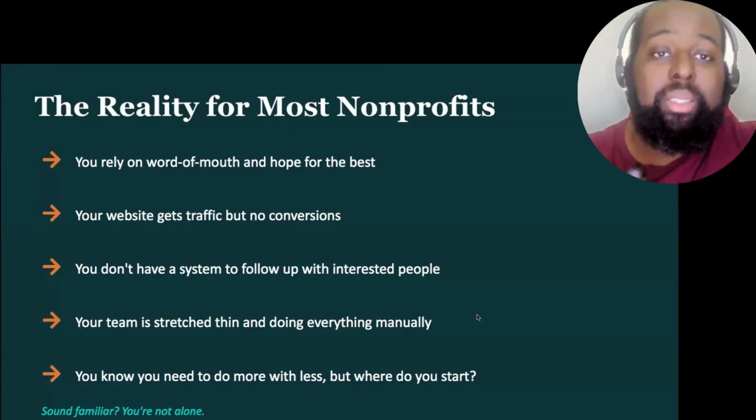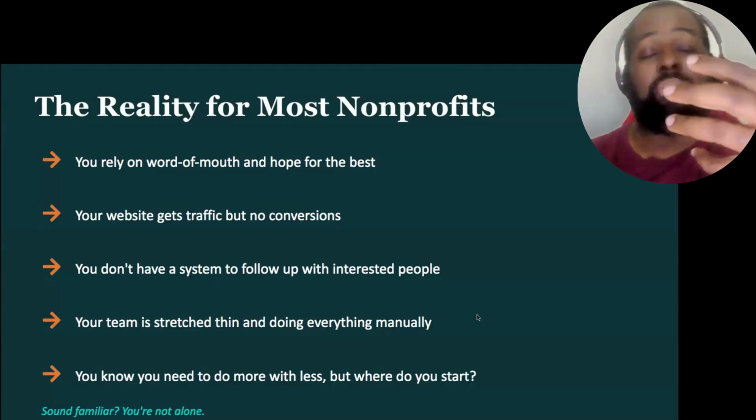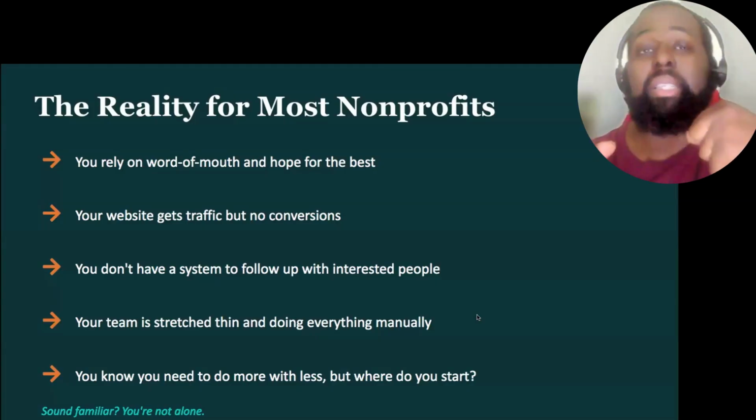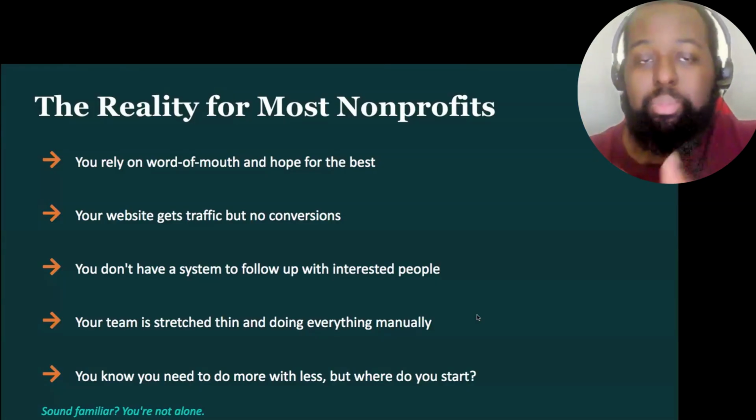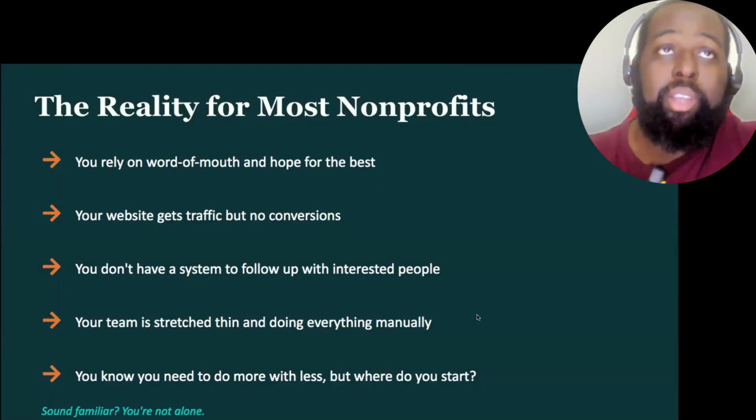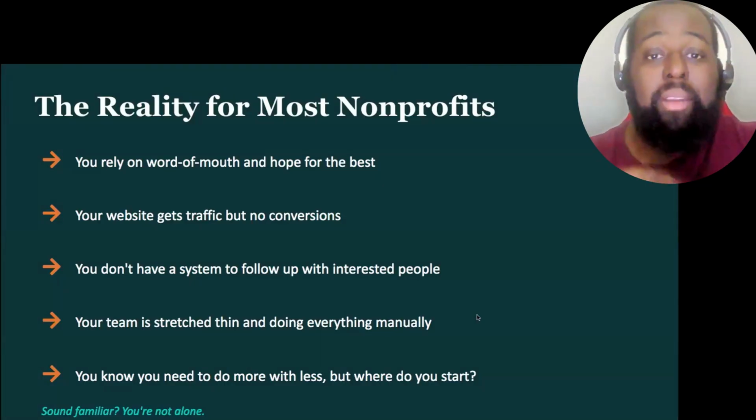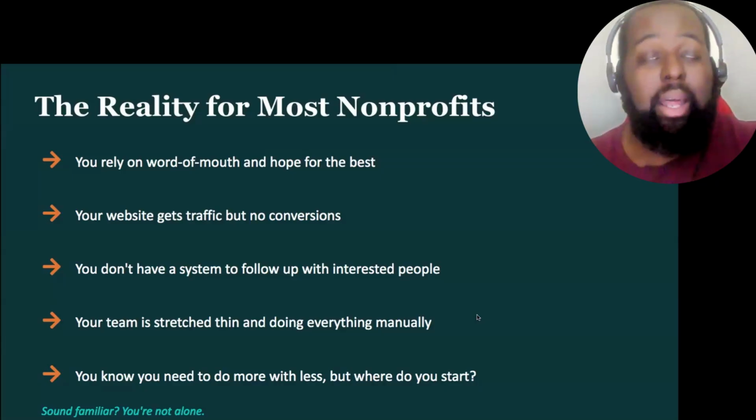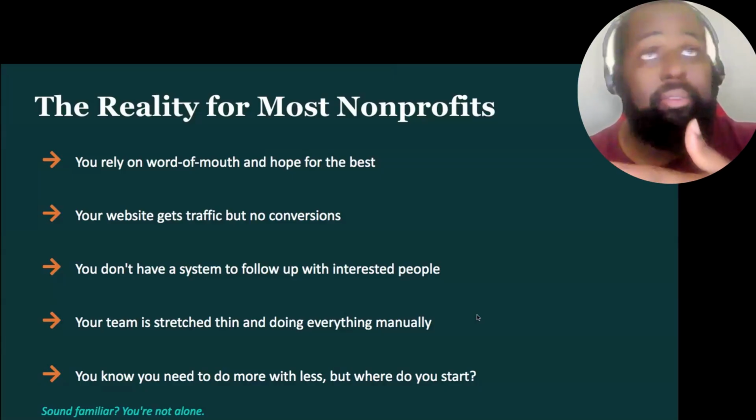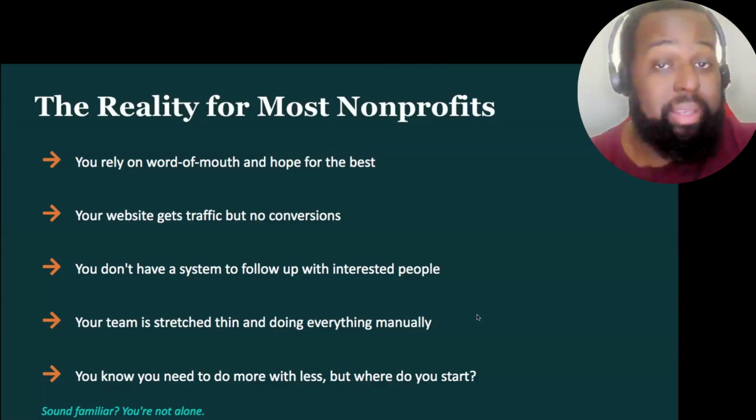So whenever you are dealing with nonprofits, when it comes to communication, technology, things like that, there's always that problem of being cash strapped. The reality that you have here of trying to do a lot of things by hand can cause a lot of burnout. And you end up relying on word of mouth and just hoping for the best.